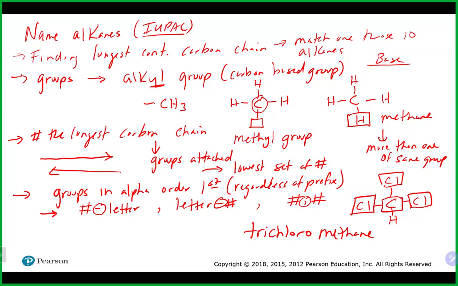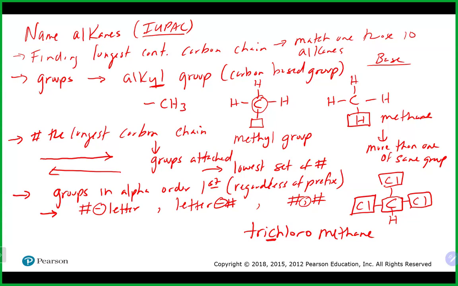So we sometimes will use prefixes. This is what I was talking about. If you had multiple groups, alphabetically here we would look at the C, not the T, for alphabetical. We would ignore the prefix in this case. So the tri here, again, doesn't necessarily mean, although in this case they are all on the same carbon, it just means that there are 3 in the actual compound. It doesn't mean that they will end up on the same carbon.